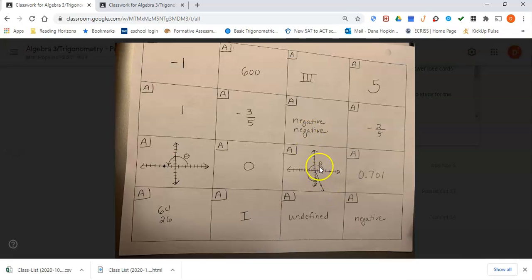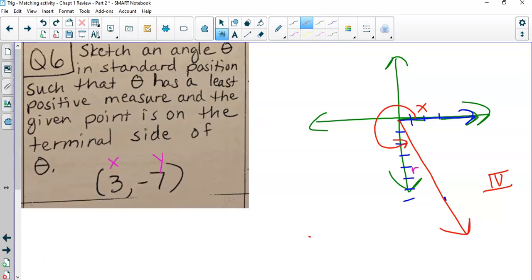Now, we dropped the perpendicular and stuff, but we didn't have to actually do that. This question was just asking you to sketch the angle. So the answer for this one is this right here, and this matches with what we've got now on our sheet.